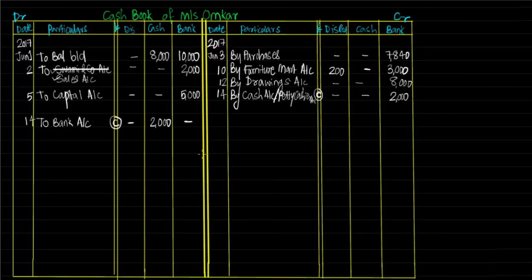So here again the same entry would be there by cash account. Cash is coming into the business. Debit what comes in, rupees 4,000. Here we would write C. On 15th of June, bank balance is getting reduced, to bank account. Credit what goes out. C. Cash is coming in, so in cash column 4,000.